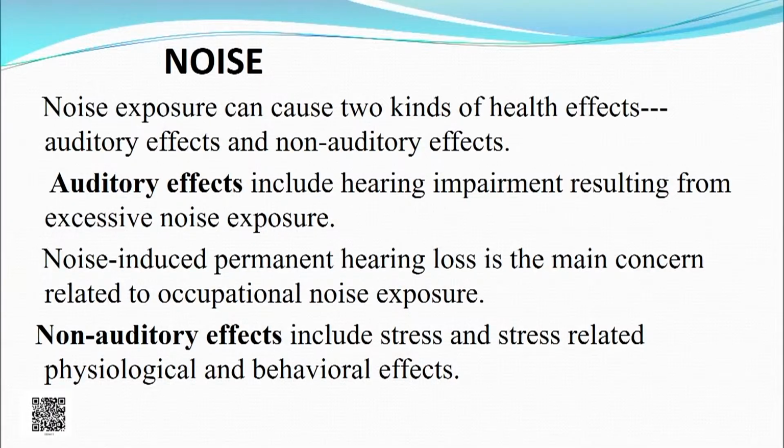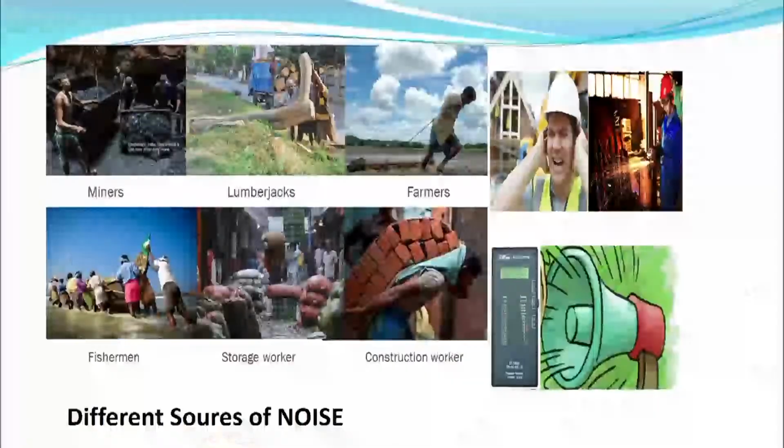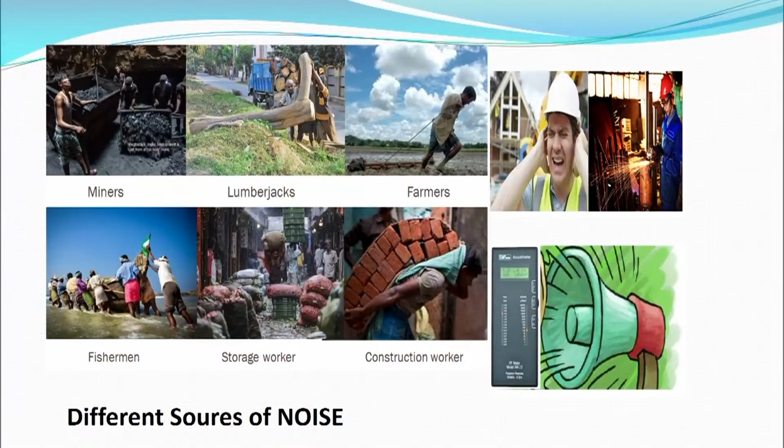Next we will talk about noise, and noise is one of the most common occupational health hazards. Noise can cause two kinds of health effects: auditory effects and non-auditory effects. Auditory effects include hearing impairment resulting from excessive noise exposure. Noise-induced permanent hearing loss is the main concern related to occupational noise exposure. Non-auditory effects include stress and stress-related psychological, physiological and behavioral effects. So these are different sources of noise.